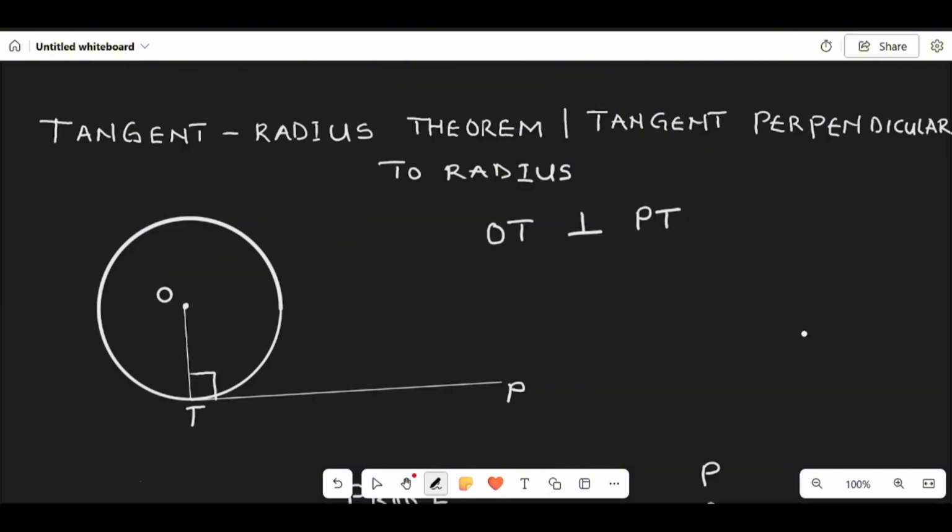To wrap it up, a tangent touches a circle at only one point. The radius drawn to that point is always perpendicular to the tangent. This forms a right angle, perfect for applying Pythagoras theorem.